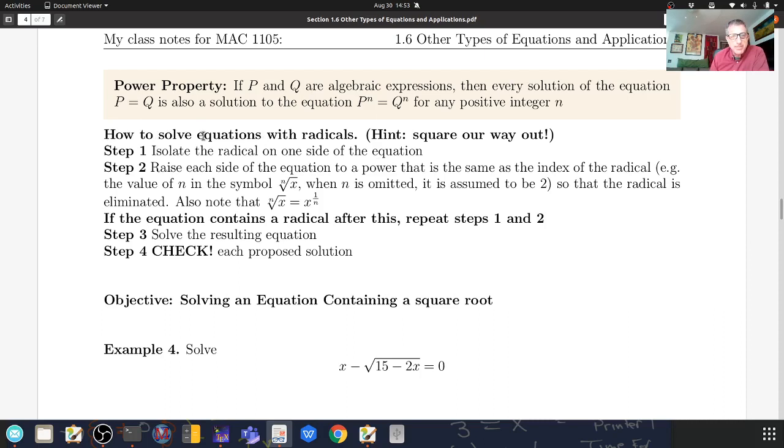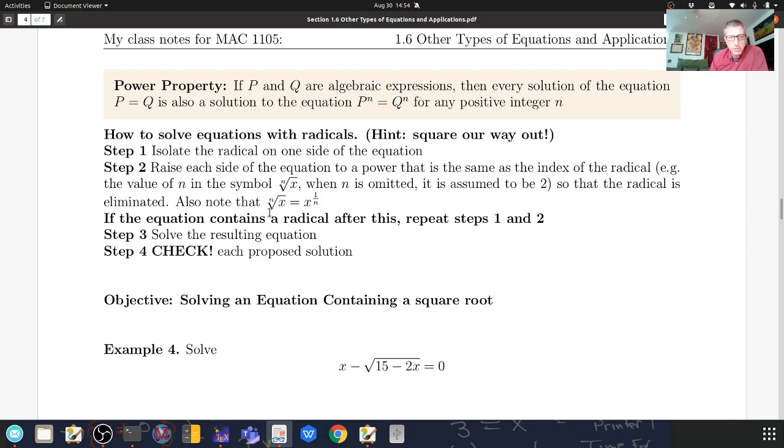Here's kind of like my mnemonic to do it. Square your way out. Now square should be put in scare quotes, because it could be we cube our way out or raise it to the 4th power. But usually it's going to be squaring our way out. So our first step is going to be isolate the radical on one side of the equation. Raise each side of the equation to a power that is the same as the index of the radical. What's the index? The value of n in the symbol, the nth root of x. When n is omitted and it's not written there, it's assumed to be 2. So that the radical is eliminated.